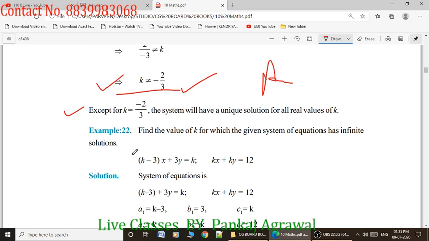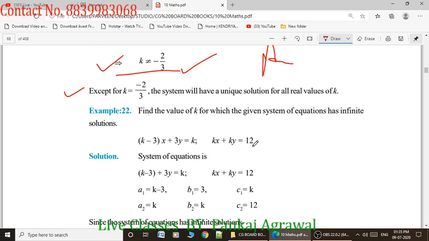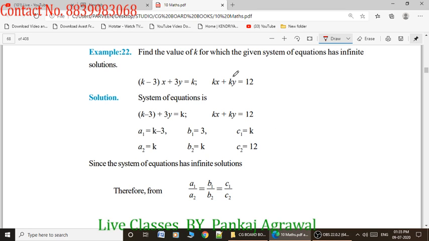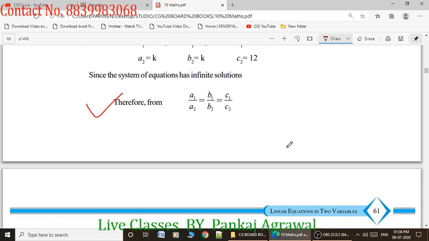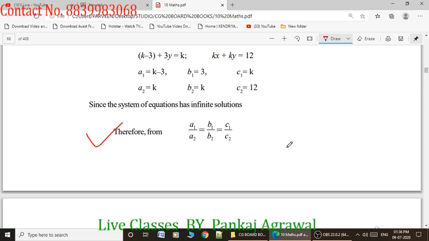Clear? Similarly example number 22, you can see here two equations are given. So similarly you have to find their like coefficient a1 upon a2, b1 upon b2, c1 upon c2. Here find the value of k for which the given system of equation has a infinite solution. So what are the condition if the given equation has an infinite solution? So this is the condition a1 upon a2 equal to b1 upon b2 equal to c1 upon c2. Because if you will draw the graph of this equation, then the both lines will be coincident each other. So the condition is given a1 upon a2 equal to b1 upon b2 equal to c1 upon c2.